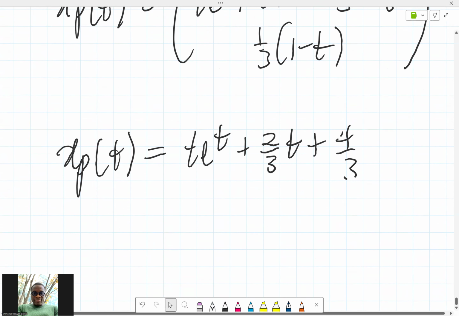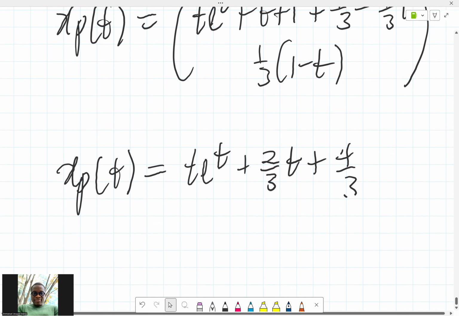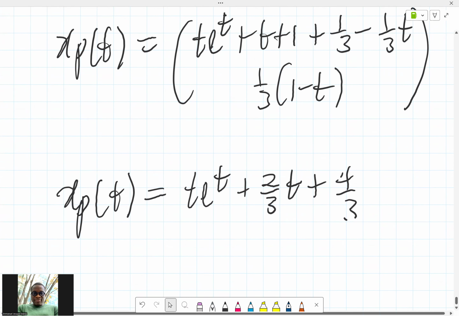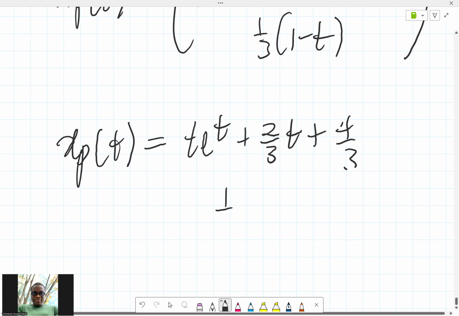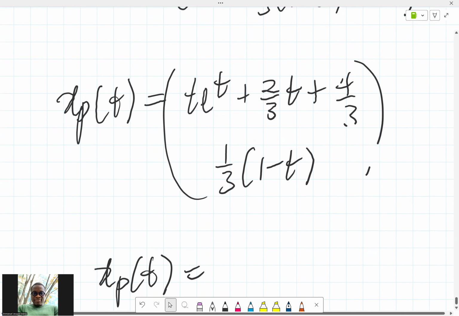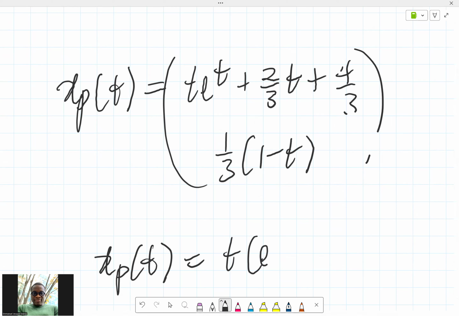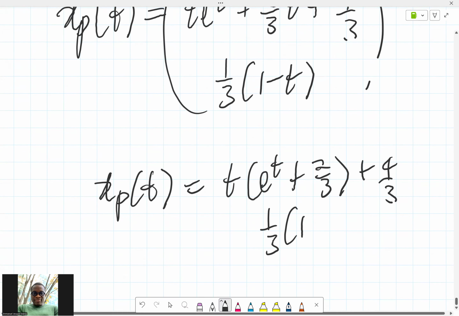And then when we come down here, 1 over 3 is common. So, I mean, we can leave it just the way it is, right? So that would be 1 over 3 into 1 minus t here. We can still do a bit more. Xp of t equals, here now, we have t is common, so we can have t into e raised to power t plus 2 over 3 plus 4 over 3. Then we have 1 over 3 into 1 minus t. So that's what xp of t is.